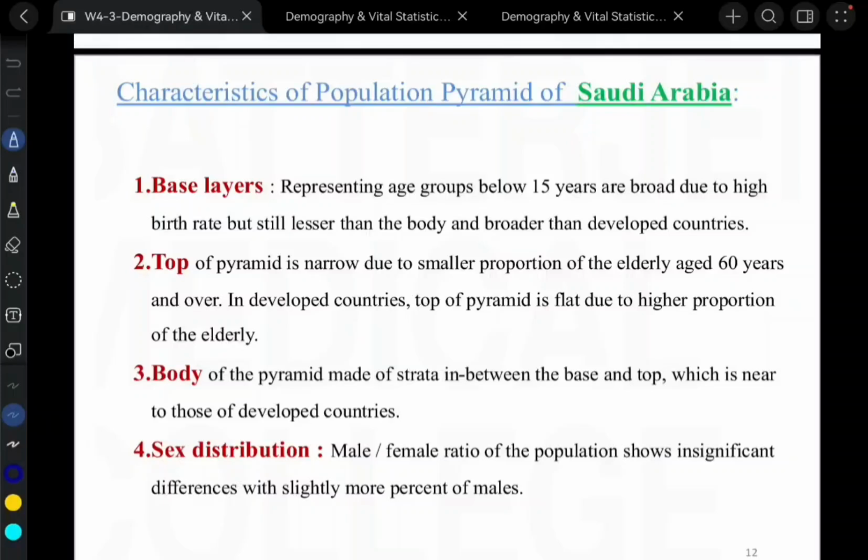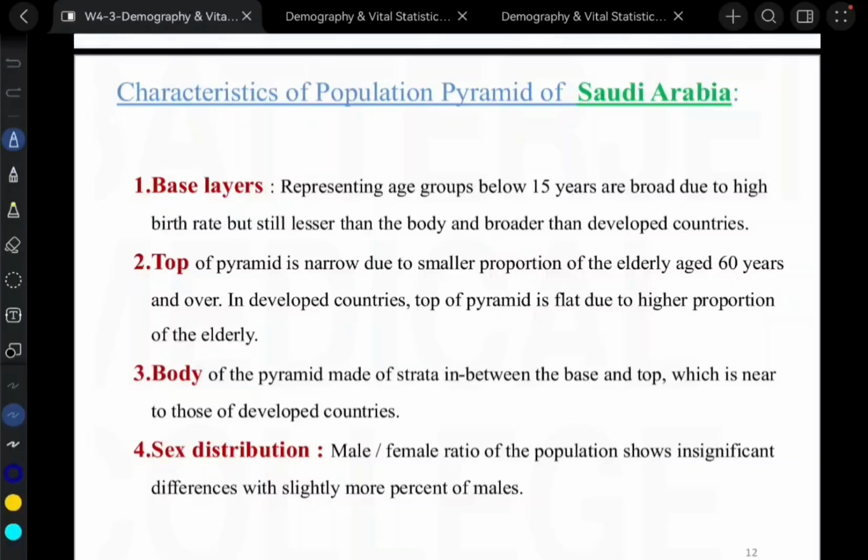In the top of the pyramid, it says here that it's narrowed due to the small proportion of the elderly aged above 60, and in developed countries, the top of the pyramid is flat due to a higher proportion of the elderly. What that means is basically they have more life expectancy than here. The body of the pyramid is made of strata in between the top and the base, which is near to those of the developed countries.